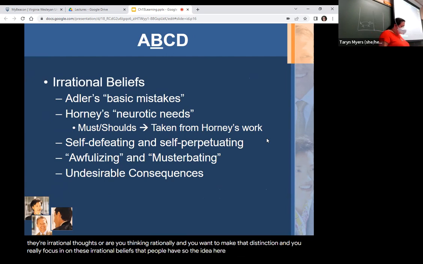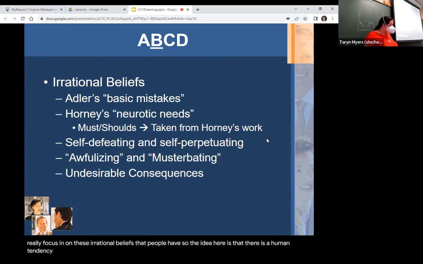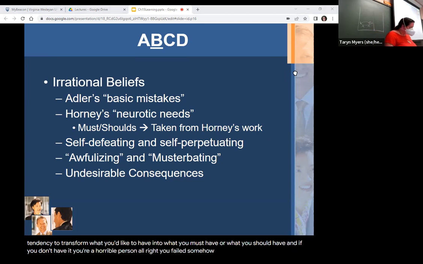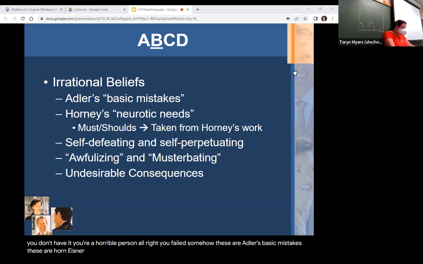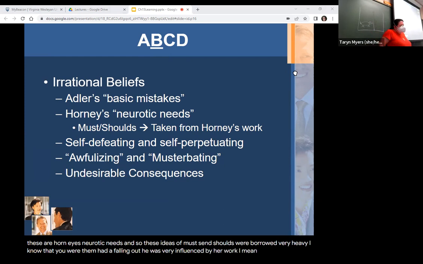So the idea here is that there is a human tendency to transform what you'd like to have into what you must have or what you should have. And if you don't have it, you're a horrible person, right? You failed somehow. These are Adler's basic mistakes. These are Horney's neurotic needs. And so these ideas of musts and shoulds were borrowed very heavily from Horney's work. Again, even though the two of them had a falling out, he was very influenced by her work. I mean, he really kind of stole the idea of the tyranny of the shoulds from Horney.